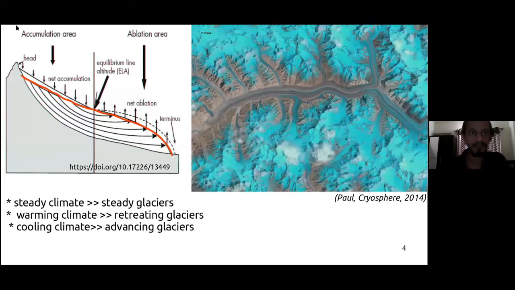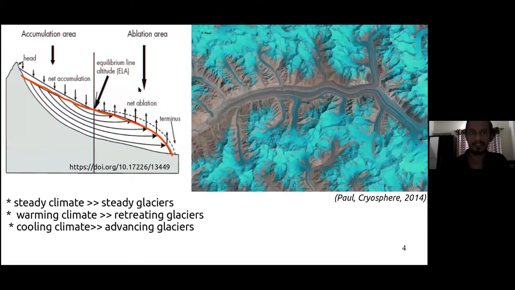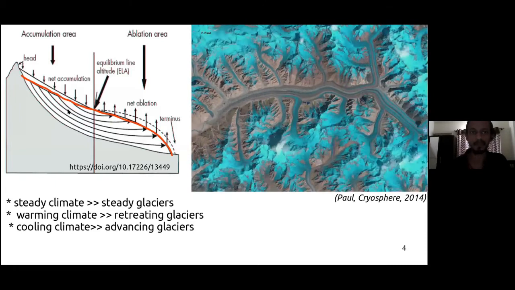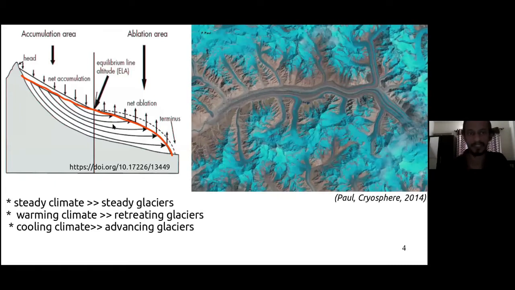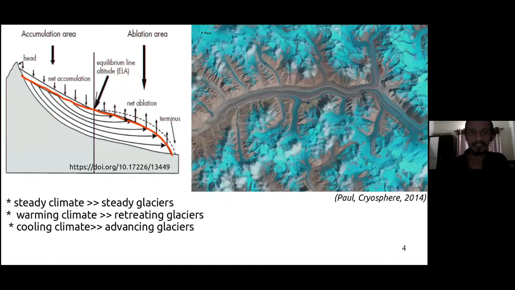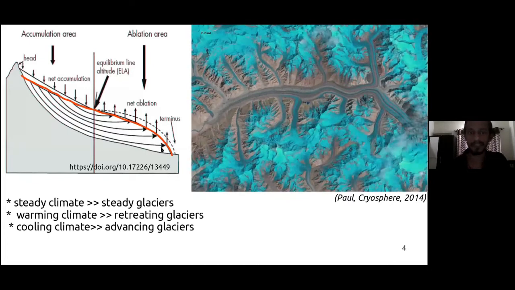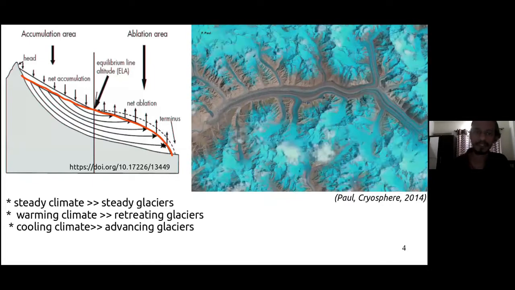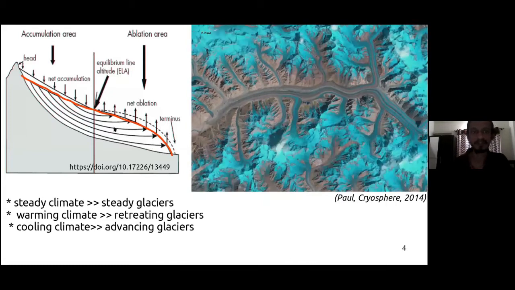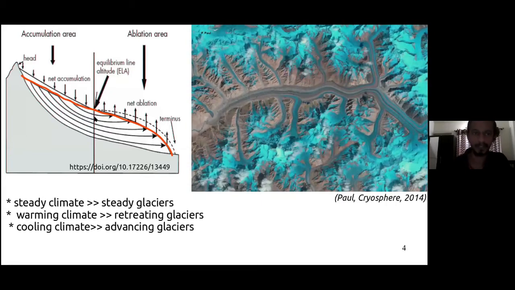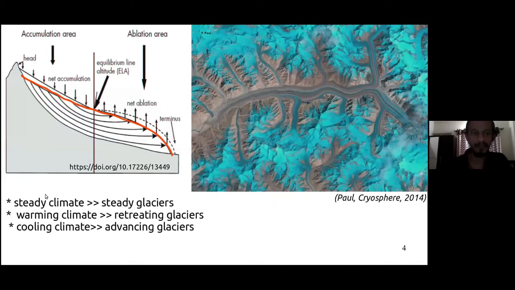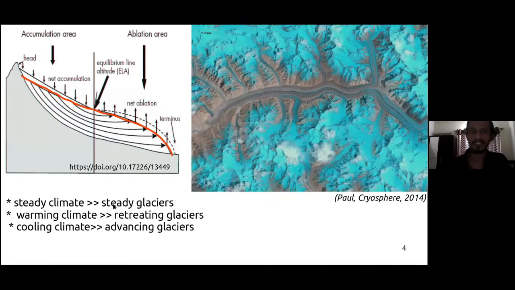But anyway, you have accumulation going on in the upper areas, there is ablation, and glacier flow is trying to maintain a balance, quote unquote. So if the ablation area is longer, then there is more ablation, so the net balance is negative. So the glacier area will shrink till it reaches a steady state, and similarly the other way around. Okay, so that way if the climate is steady, a glacier will reach a steady state.